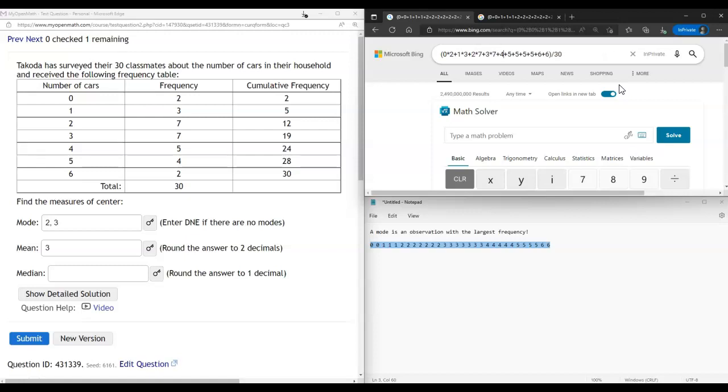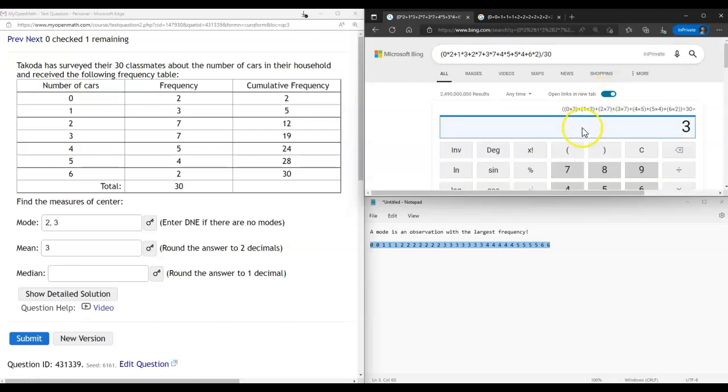Instead of typing 4 5 times, we could have typed 5 times 4. Instead of typing 5 4 times, we could have typed 4 times 5. And the last one is 6 times 2. Hopefully Bing can do this one. Let's try. Yes. So again, now we're getting closer and closer to the actual formula for computing the mean.